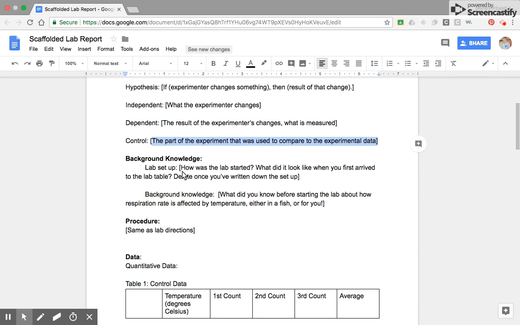Background knowledge. Kind of what did the lab look like when you came in? What materials did you use?